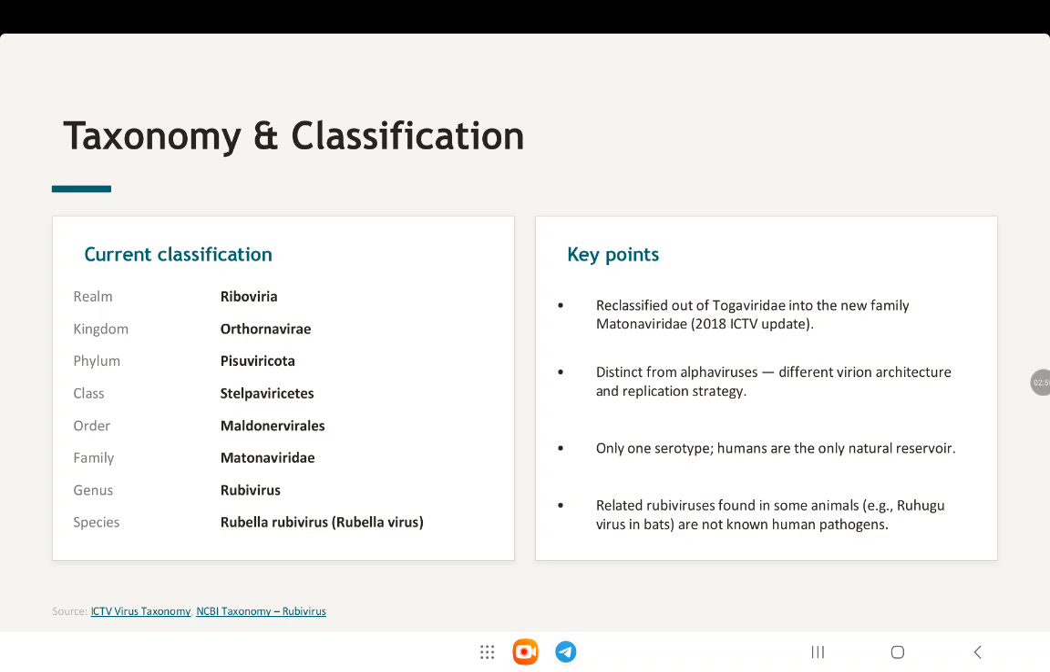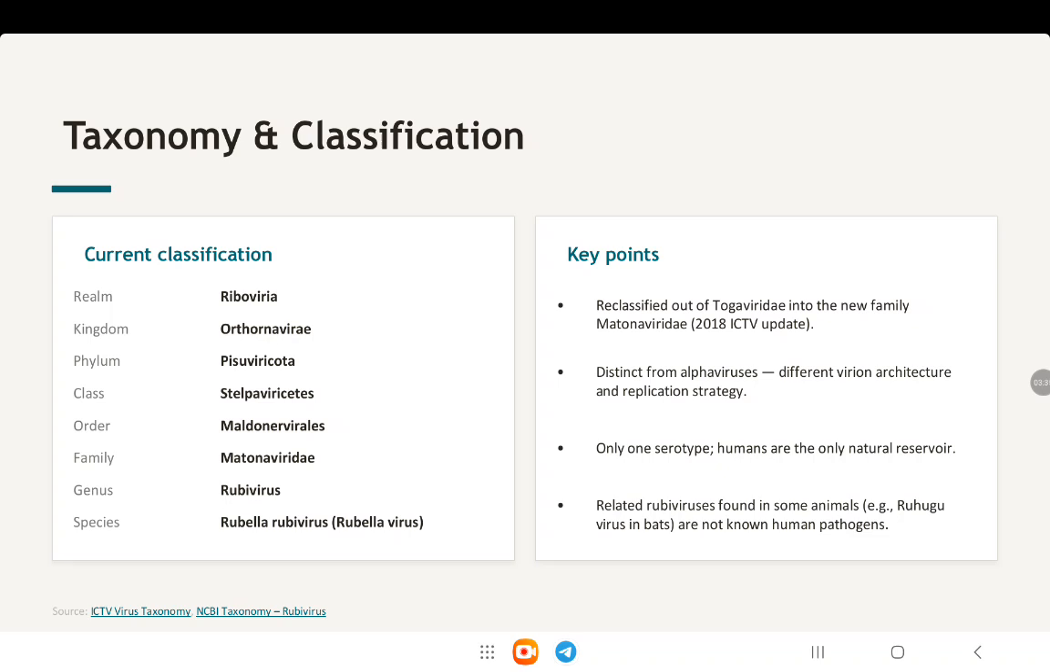Classification and taxonomy of the Rubella virus. Rubella was previously classified under the family Togaviridae, but in 2018 the International Committee on Taxonomy of Viruses moved this virus under the family Matonaviridae and the genus Rubivirus, species Rubella rubivirus. This virus is different from the alphaviruses in its viral structure and replication strategy.